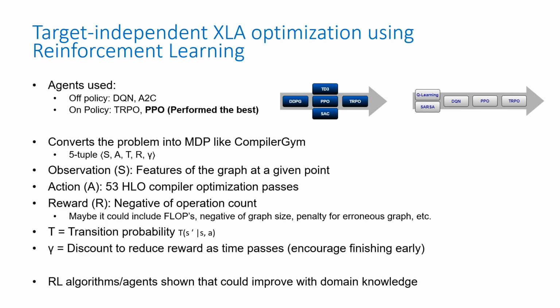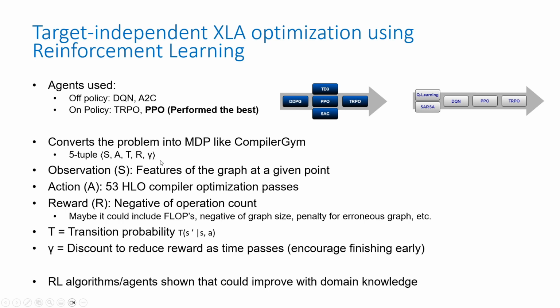And also, like in other papers on reinforcement learning in compilers, we can see that a Markov decision process is used to model the environment. And here they use a tuple of 5 elements, which is the state, the observation, the action, the transition probability, which is the probability of going from a given state and action to another state. The reward is going to be the negative of operation count. It could also be FLOPs, negative of graph size, penalty for erroneous graph, etc.